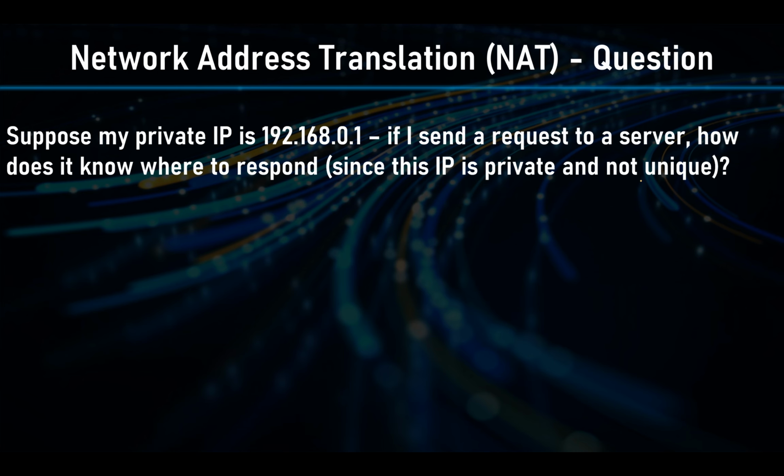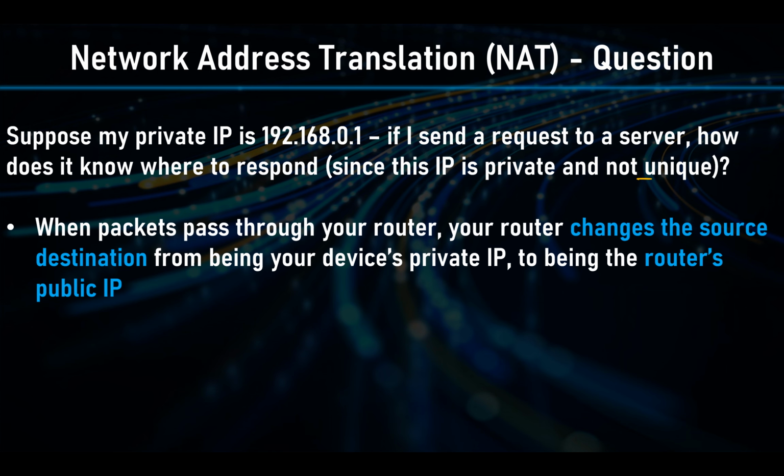When we say not unique, this is not globally unique, because as we saw with the previous example, we can have two networks with both 10.0.0.1. So this is kind of the problem. The way that NAT addresses this is that when packets pass through your router, your router changes the source destination.